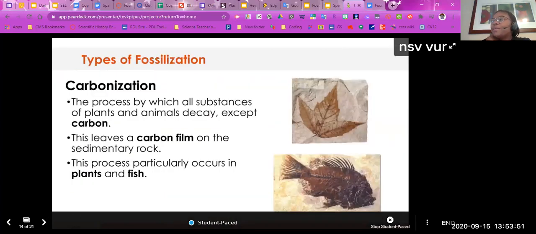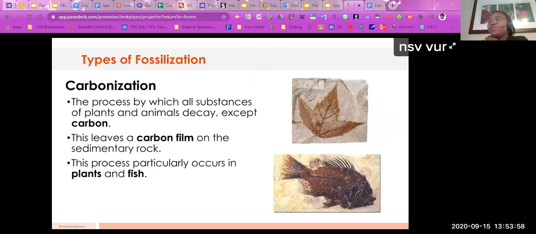All right, so next we have carbonization. With carbonization, pretty much all of the body parts decay, but it leaves behind this carbon film. A lot of times, like I said, it'll be on the rocks.